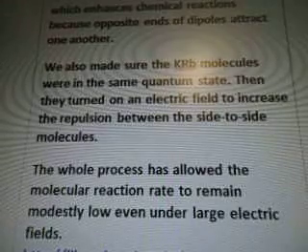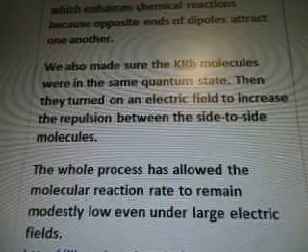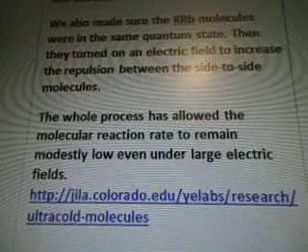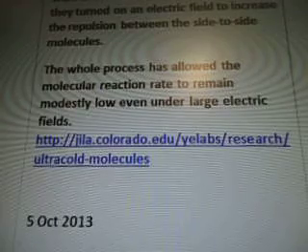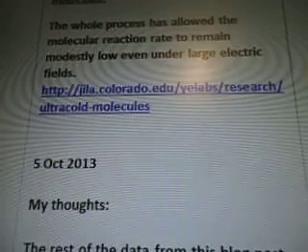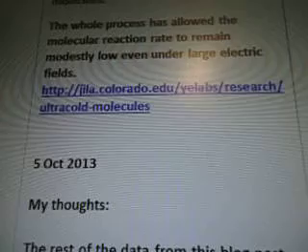Then they turned on an electric field to increase the repulsion between the side-to-side molecules. The whole process has allowed the molecular reaction rate to remain modestly low even under large electric fields. And that's from gila.colorado.edu.